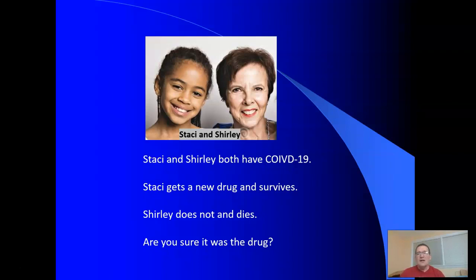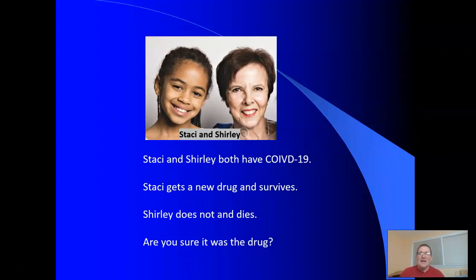But if Stacy on the left and Shirley on the right both had COVID-19, they had the test, they definitely were ill. I corrected that and it didn't get corrected. So my apologies for that typo, but they both have COVID-19. Stacy gets a new drug and she survives. Shirley does not get the new drug and sadly she does not survive. Are you sure that the reason Stacy survived was because of the drug? Okay. I hope you're not, and hope you can tell me what the important confound is here. There's a very good reason that if they'd never gotten the drug, Shirley might have died. Sorry, that's me. And Stacy might have survived.